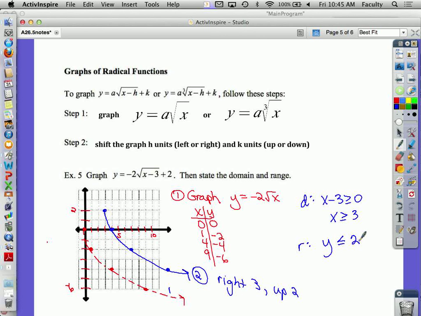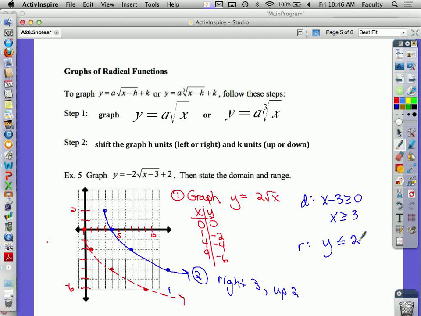Now there is a way to do this without the graph. The domain is like we just did. You set the radicand greater than or equal to 0. To figure out the range without the graph, you look at the k value, and that's either the lowest or highest value. If it's negative, and the a is negative, it's falling. So that means 2 is the biggest. If this had been positive 2, it would have been y greater than or equal to 2. Then it would have gone up. Does that make sense? Cool.